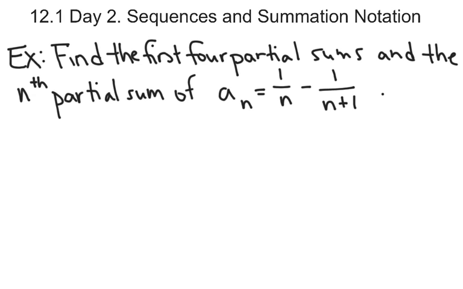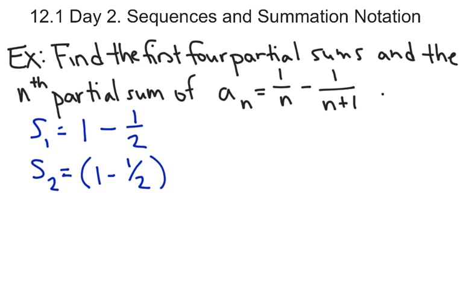So let's find the first four partial sums and the nth partial sum of the sequence defined by a sub n is equal to 1 over n minus 1 over n plus 1. Now remember, the first sum is basically the first term of the sequence. It's 1 over 1 minus 1 over 1 plus 1. The second sum is going to be what we got for the first term plus what we get when we plug in 2 for n, which is 1/2 minus 1/3.